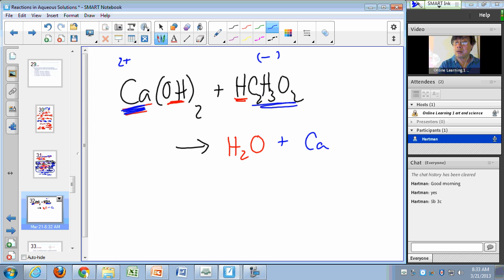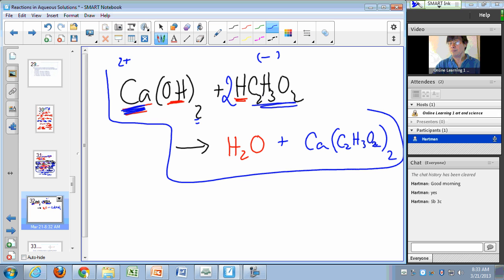Acetate has a -1 charge. Calcium has a +2 charge. So calcium acetate would be Ca(C2H3O2)2. Okay? And then to balance this, I've got 2 hydroxides, so I'm going to make 2 waters. 2H plus 2 hydroxides give me water. And then, okay, so that's your balanced equation. This is your molecular equation.